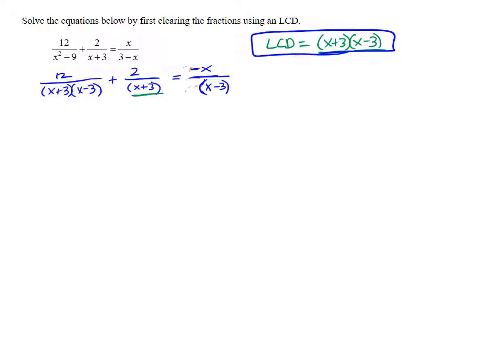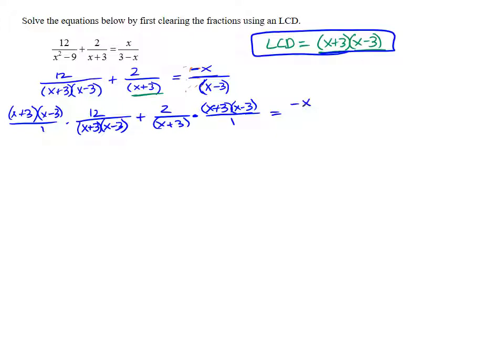Now that I know what my LCD is, I'm going to multiply both sides of the equation by it. x plus 3 times x minus 3 over 1 times 12 over x plus 3 times x minus 3. Takes a little bit to write this out, just take your time. Plus 2 over x plus 3, times the LCD, x plus 3 times x minus 3 all over 1, equals -x over x minus 3 times the LCD over 1, x plus 3 times x minus 3 all over 1.